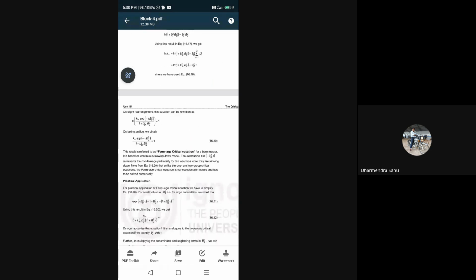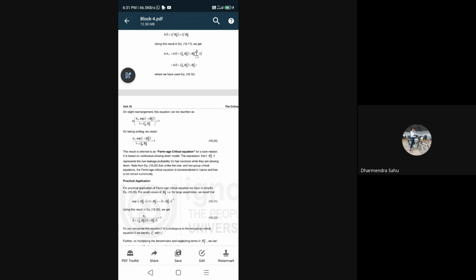So you can take the antilog and obtain k infinite exponential minus tau Bg square by 1 plus L thermal square Bg square is equal to 1. And this is referred to as the Fermi age critical equation for a bare reactor. It is based on the continuous slowing down model. The expression exponential minus Bg square tau represents the non-leakage probability for fast neutrons while they are slowing down.